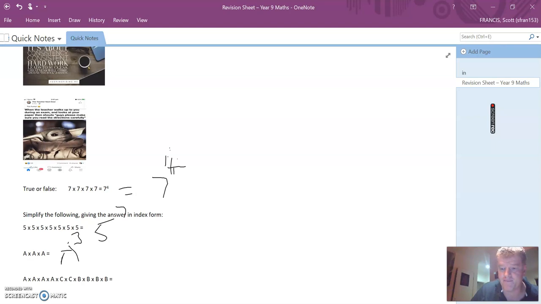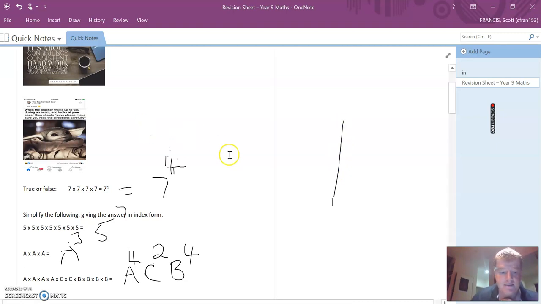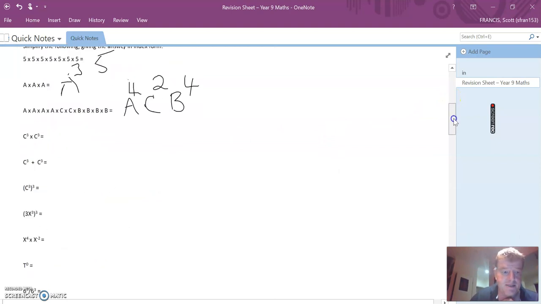Next one's a little bit trickier. We can see we've got 3 different bases in here, all multiplied together. Some level of A, some level of C, and some of B. So let's just work this out. We've got 1, 2, 3, 4 lots of A, so it's A to the 4, 2 lots of C, so C to the 2, and 4 lots of B. So we can simplify it using index rules: A raised to the power of 4, C raised to the power of 2, and B raised to the power of 4. Let's scroll down a little bit further as we keep going through these.